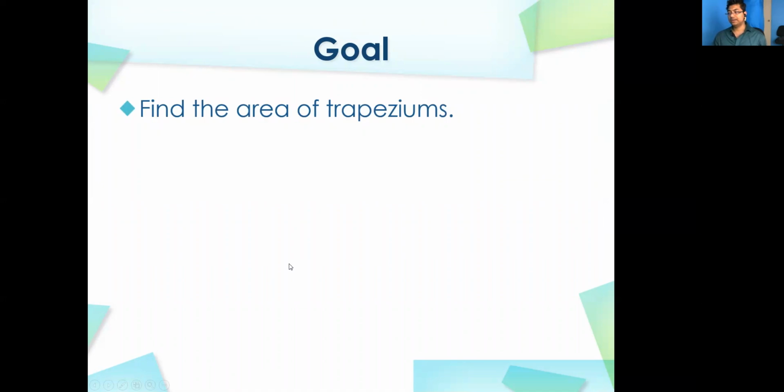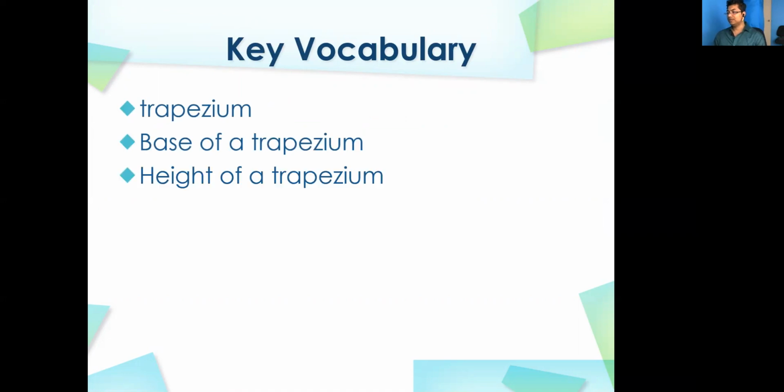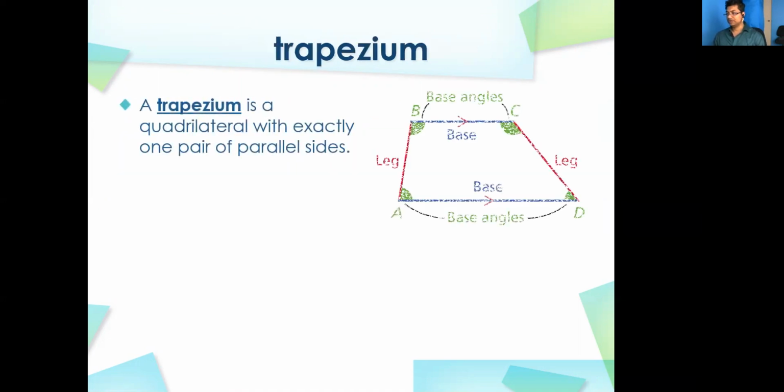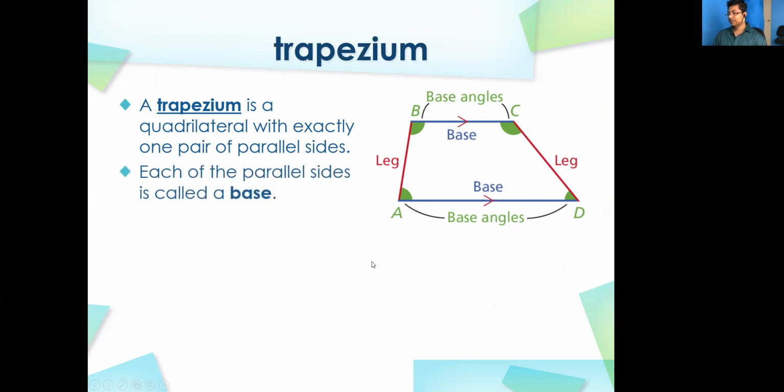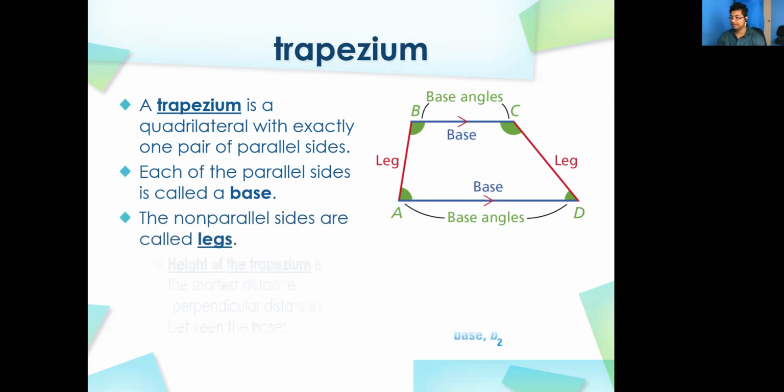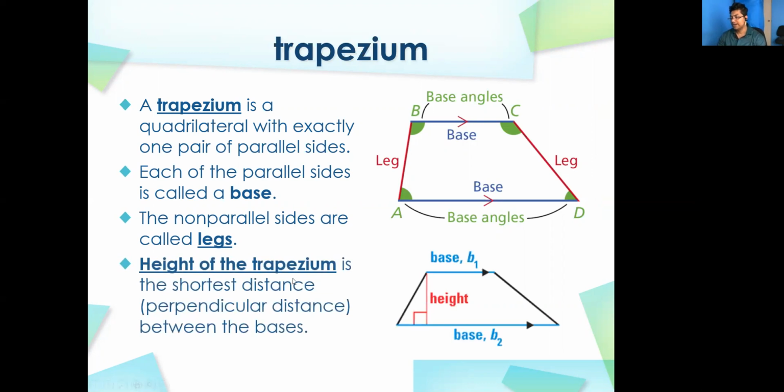So the goal is to find the area of the trapezium. So we will be learning the trapezium and the height of the trapezium. The trapezium is a quadrilateral, as we already discussed. It should have two bases that are parallel, and the legs. You need to know the height between the bases. So keep in mind, you need the height between the bases, not the leg. Base is basically each of the parallel sides. The non-parallel sides are called legs. So the height of the trapezium is the distance between the bases.